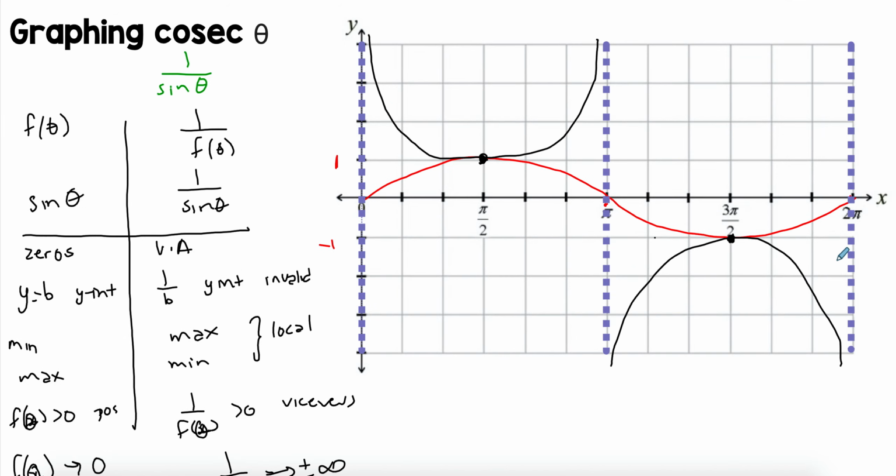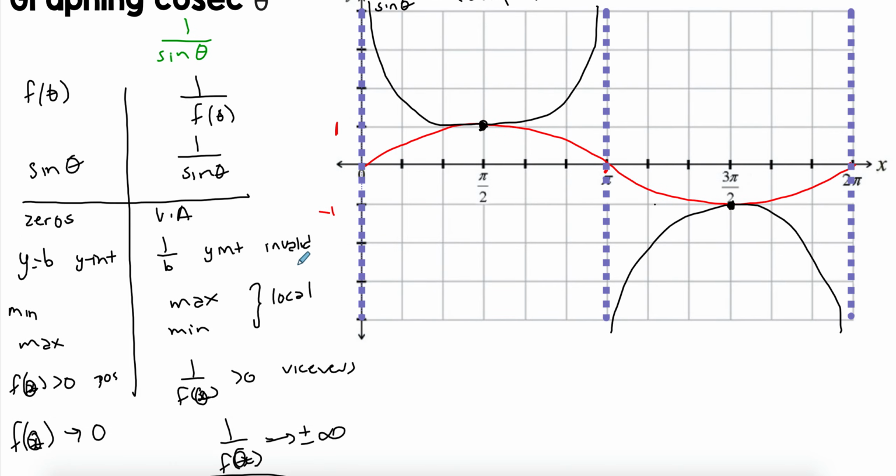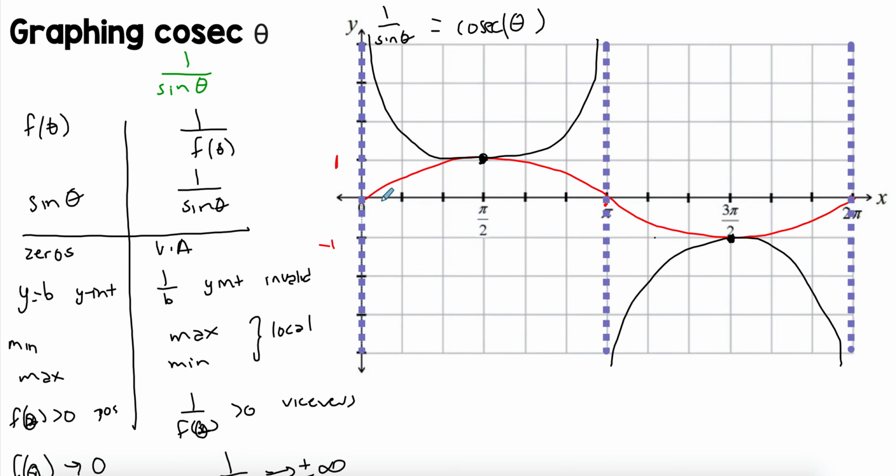Okay, so the black is the reciprocal. This is the 1 over sine theta, or cosecant theta. And you'll notice with most of the reciprocal functions, you'll always get those vertical asymptotes because you'll end up dividing by zeros. And then see, we maintained the minimum and maximum. So within here, this is our local minimum value, and this is our local maximum value. I know it goes to infinity, but we're talking about local minimum and local maximum.